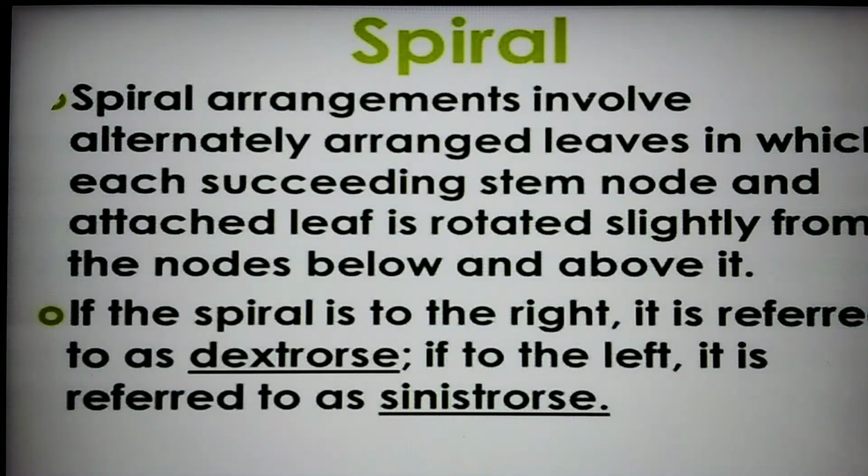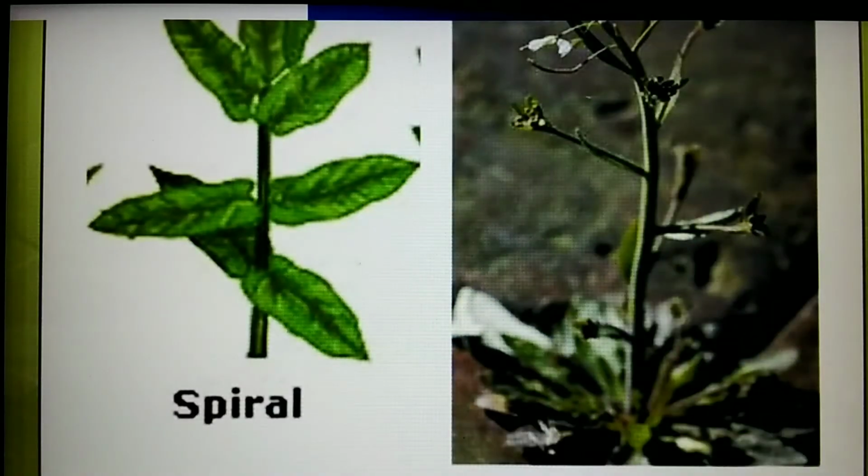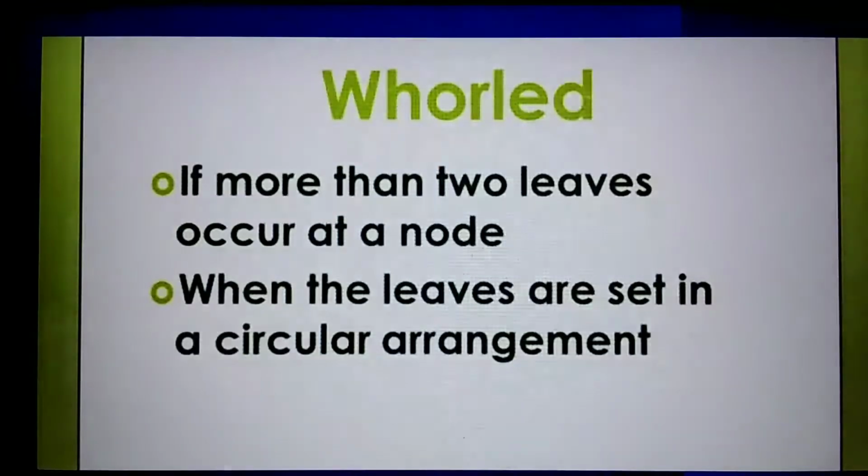Now coming to the spiral. Spiral arrangements involve alternately arranged leaves in which each succeeding stem node and attached leaf is rotated slightly from the nodes below and above it. If the spiral is to the right, it is referred to as dextrose. If to the left, it is referred to as sinistrose. These are the examples for spiral phyllotaxy.